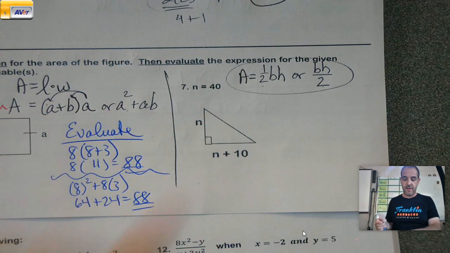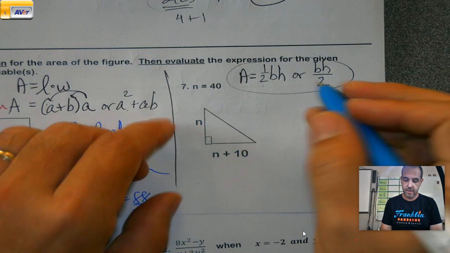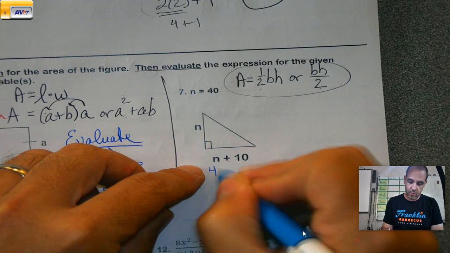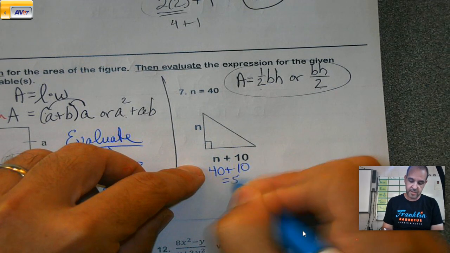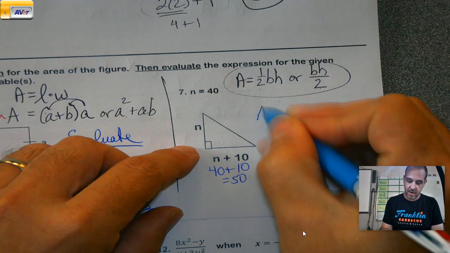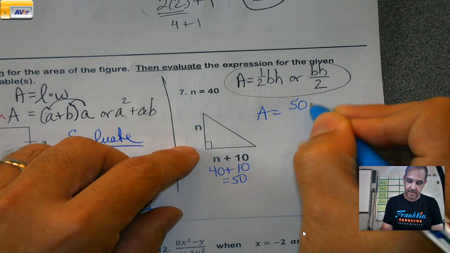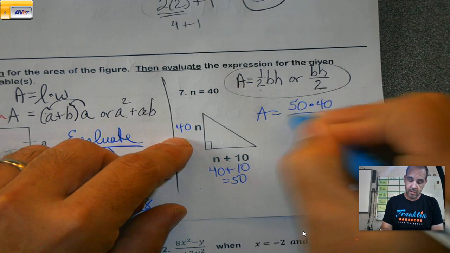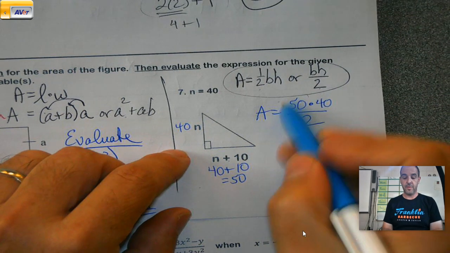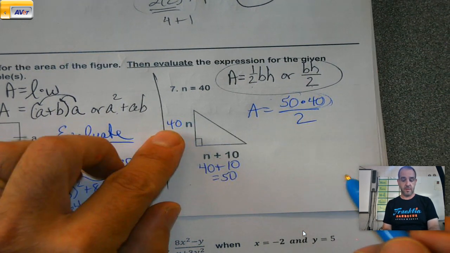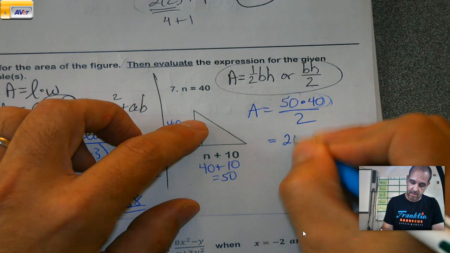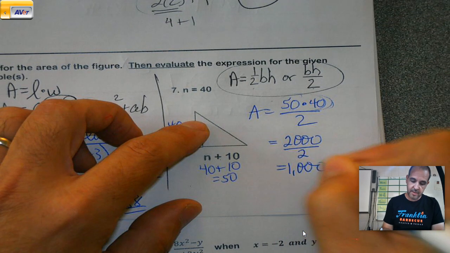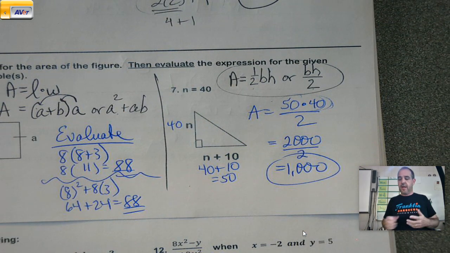But what I can do now, if I do it this way, is I'm not going to have to mess with the fraction. I would just look and say, okay, my base is 40 plus 10, which is 50. So my area is going to be base times height, and my height is just 40, divided by 2. Simplify the numerator first. Okay, 50 times 40 is 2,000. Divided by 2 is 1,000. If I had units, it would be square units, but I don't have any units here.